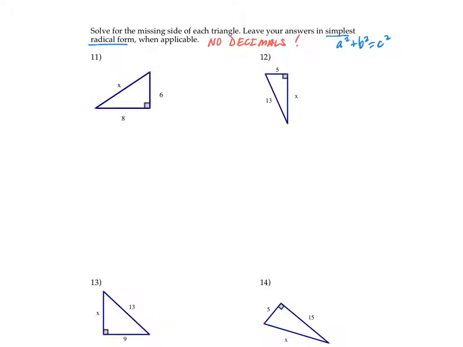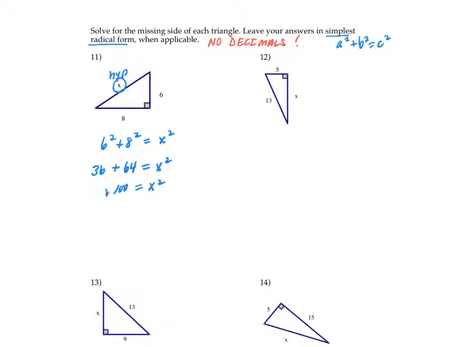Alright, so in this first one, the hypotenuse is labeled with x, so we want that guy to stand alone. So we're going to do 6 squared plus 8 squared and set it equal to x squared. 6 squared is 36, 8 squared is 64, and that's equal to x squared. 36 and 64 is equal to 100.